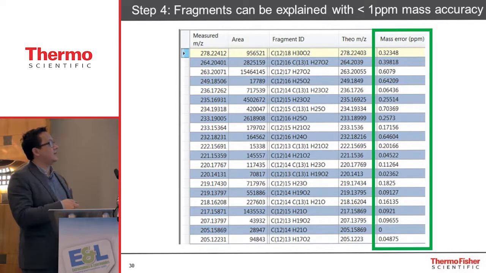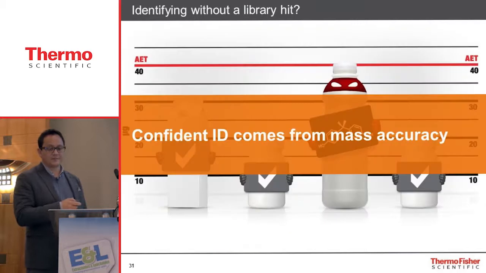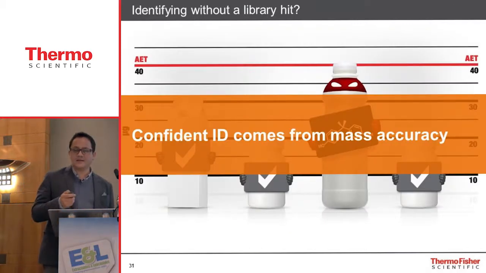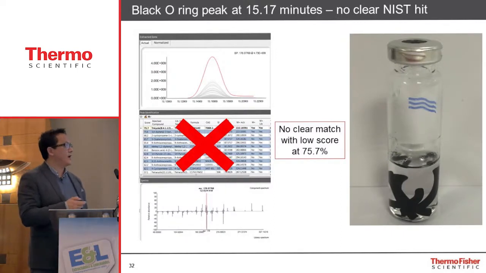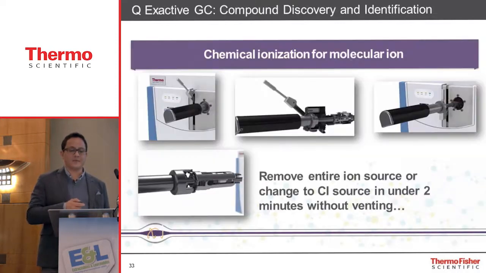So here's a fragment ion spectra of that molecular ion with the results showing all of the mass errors significantly below 1 ppm. So what about when you don't have a library hit? How do you identify an unknown without that additional backup resource of a library? This happens quite frequently, but what you're able to do is use orthogonal ionization techniques very, very quickly.